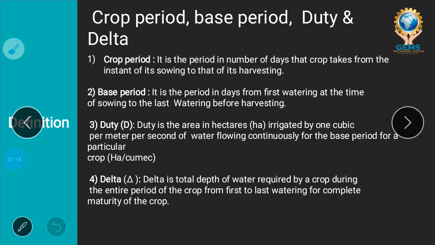Next is delta. Delta is the depth of water required by a crop during the entire period of the crop. Like कितना प्रतिशत पानी उसको चाहिए ही चाहिए और डूबा हुआ रहता है, उसको हम लोग क्या बोलते हैं? डेल्टा बोलते हैं. Delta is the total depth of water required by a crop during the entire period of the crop, from first watering to the last watering, for complete maturity of the crop.